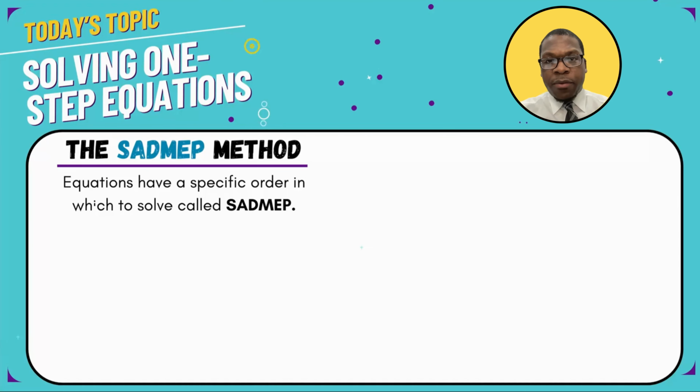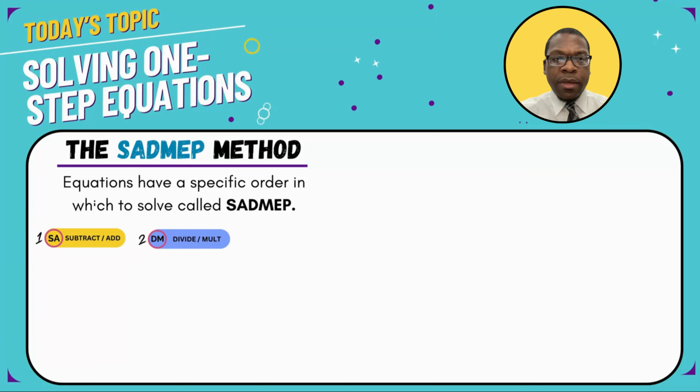And SADMEP should look familiar because it is the reverse, or the opposite, of PEMDAS. Now, in the SADMEP method, it still uses the same letters, where S stands for subtraction, A stands for addition, D stands for division, M stands for multiplication, E is for exponents, and P is still for parentheses. So everything still remains the same, but we have to solve things in that order.